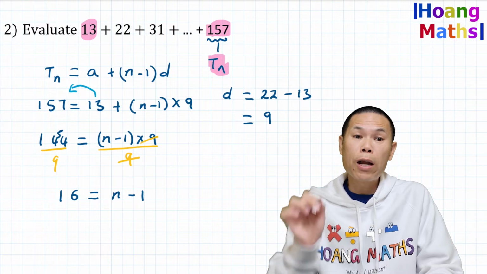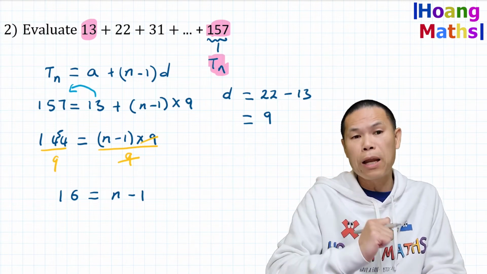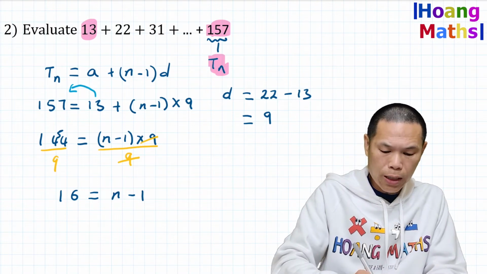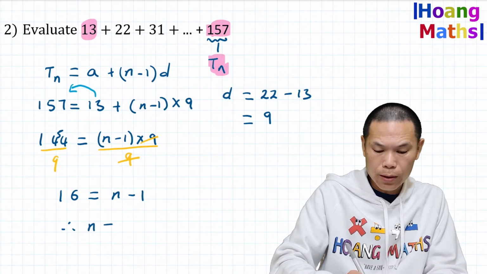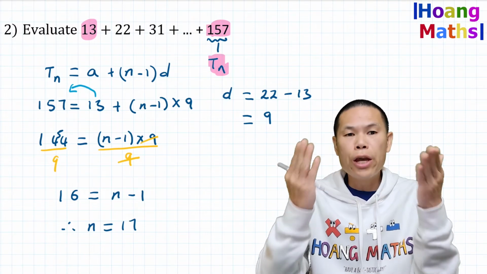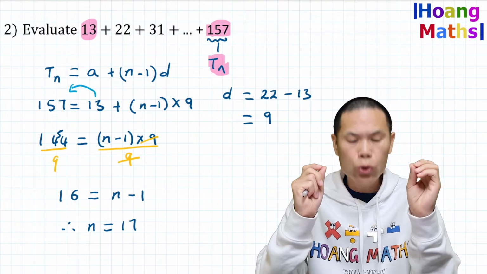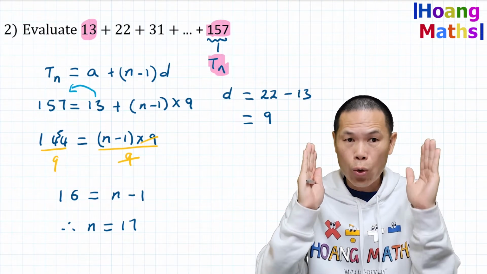So I move the negative 1 to this side, it becomes 16 plus 1. So therefore n is 17. So there you go. There are 17 terms altogether. So we just need to add all of them up.